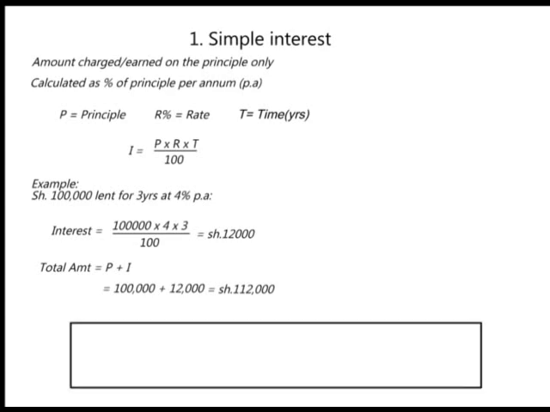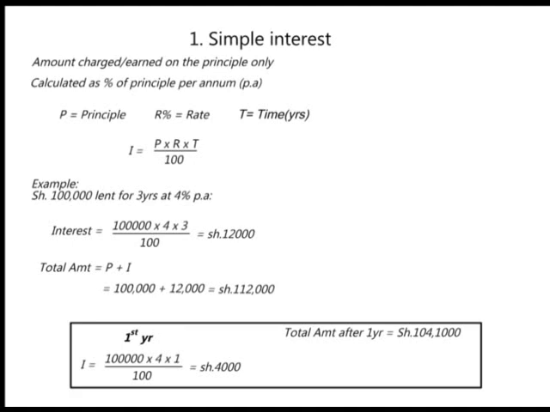Note that simple interest is only calculated on the principal amount irrespective of the time. For our case, the first year earned an interest of 100,000 times 4 times 1 over 100, which is equal to 4,000. Therefore, the total amount after 1 year will be 100,000 plus 4,000, giving us 104,000.